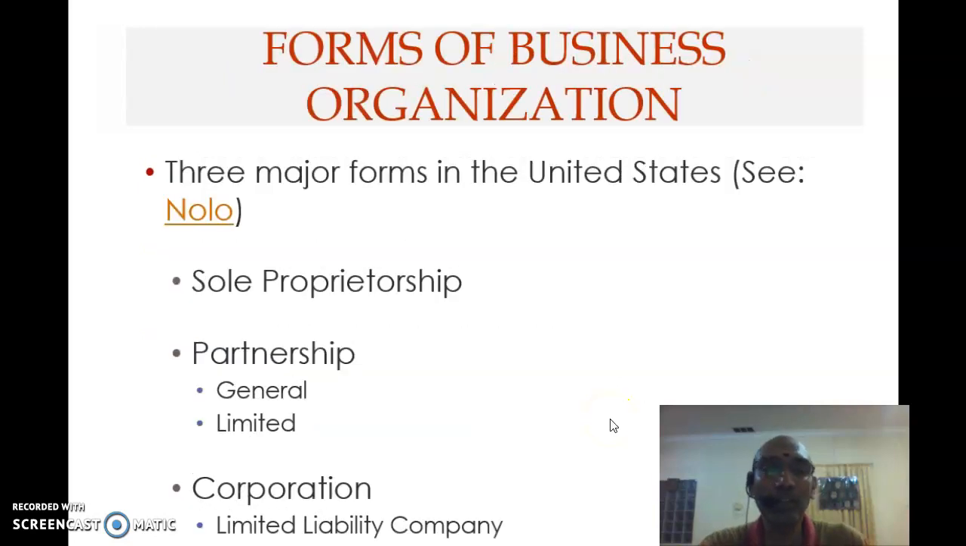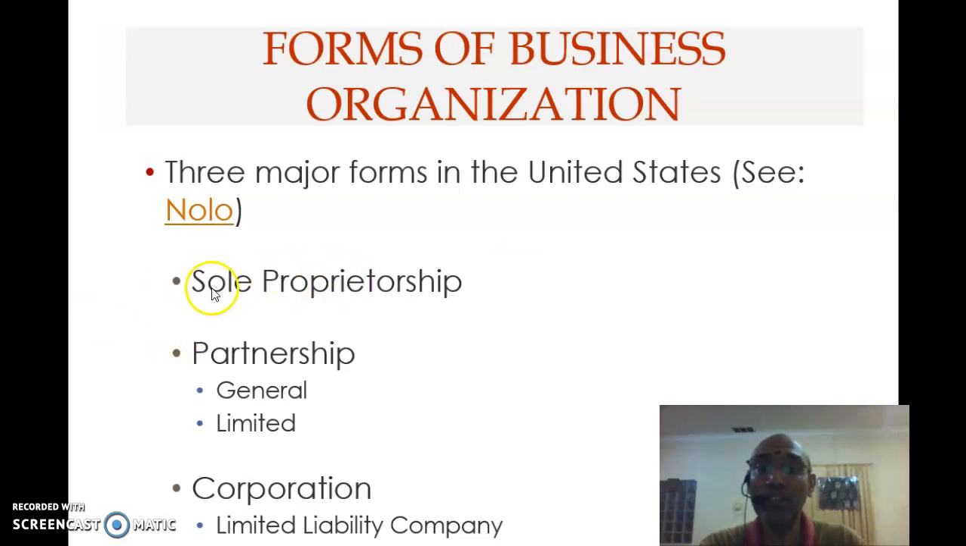Right, let's move on. So we look at the forms of business organizations. There are three major forms. This is in the US, but also applicable to other parts of the world. There are three types of businesses. Businesses can be categorized into three types.